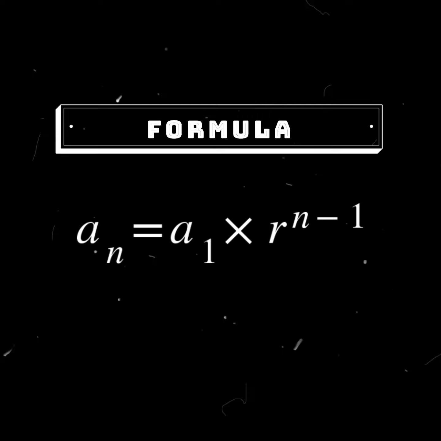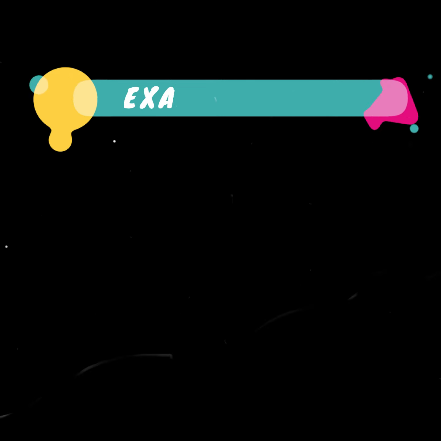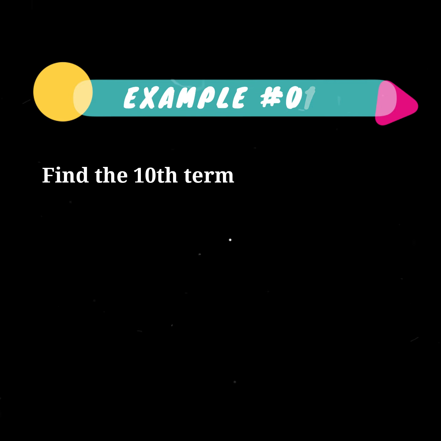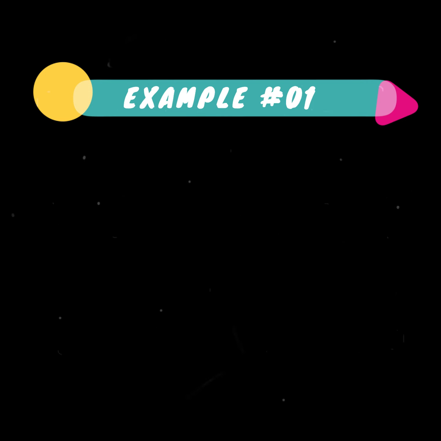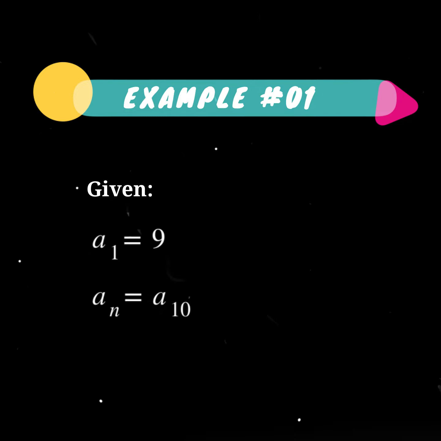Thus, we have the formula a sub n equals a sub 1 multiplied by the common ratio raised to the power of n minus 1. Example number 1. Find the 10th term of the following geometric sequence: 9, 3, 1, 1/3, and 1/9. Here are the given: a sub 1 is equal to 9, a sub n is equal to a sub 10, n is equal to 10, and r is equal to 1/3.